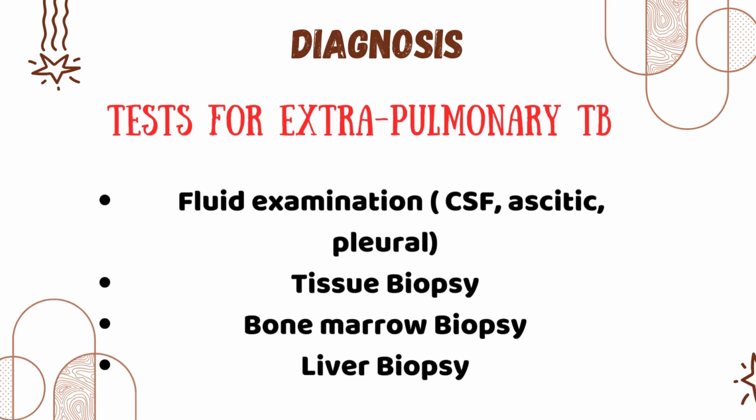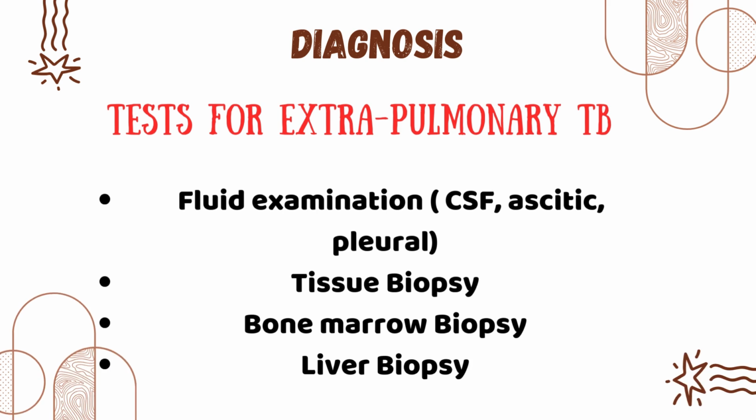To diagnose extrapulmonary TB, tests such as fluid examinations of cerebrospinal fluid, CSF, ascitic fluid, and pleural fluid are performed to check for infection. Tissue biopsies from affected organs or lymph nodes, along with liver biopsies if needed, help confirm the presence of TB bacteria.